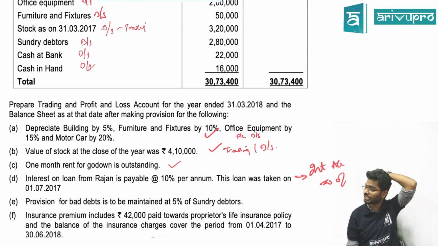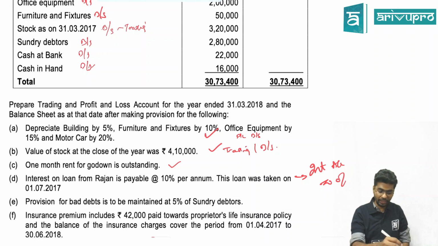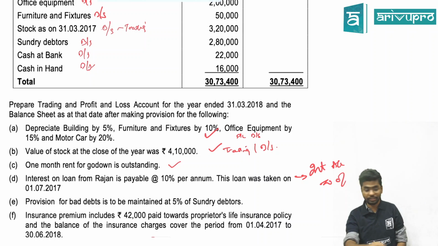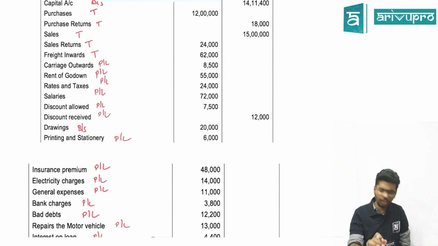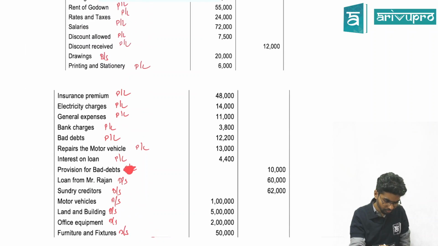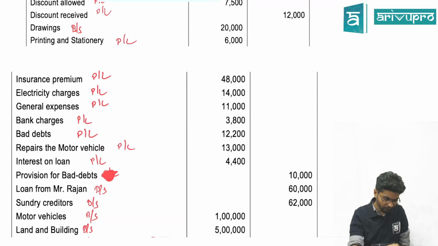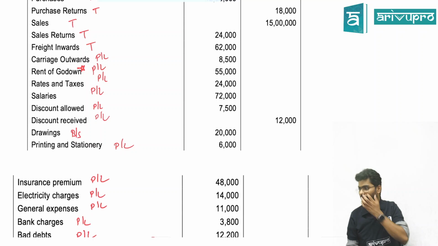Okay, rent outstanding is going to get added to my rent account. Guys, listen to it. Rent outstanding will get added to the rent account and create a liability. So whenever you have something which is already there, is rent already there in the question given? Where is rent? I want you to put a star because we know we have to make an adjustment there. Are you clear?